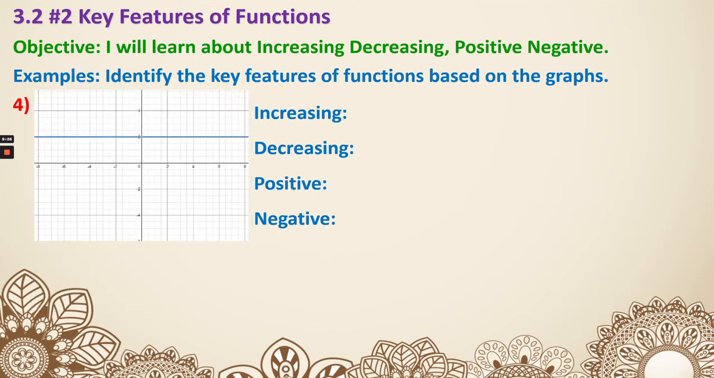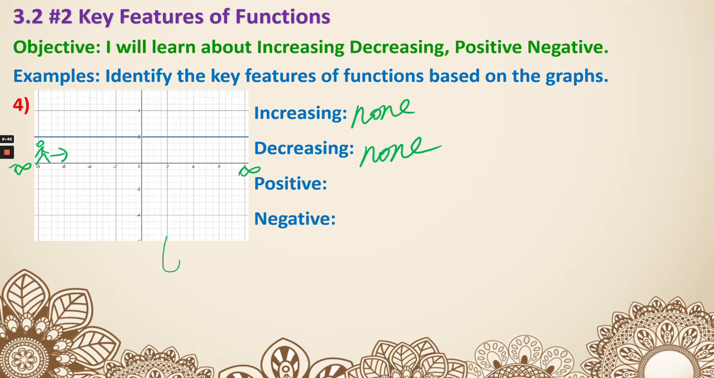Next, number 4. Our little friend is walking in one direction from negative infinity to positive infinity. And you can see the graph, you can see everything. He doesn't see anything that's going up or down. That means there's no increasing or decreasing.